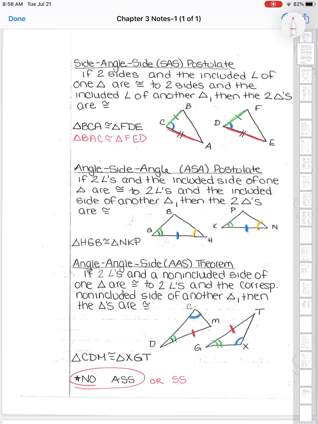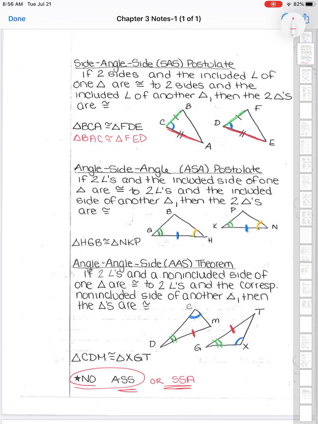Now, the reason I have this comment at the bottom, because we have 4 different ways here. Side, side, side, side, angle, side, and angle, side. Lots of A's and lots of S's mixed up. Those are the only 4 that we have. So there is none for ASS. Or, to be honest, ass backwards, which is SSA.